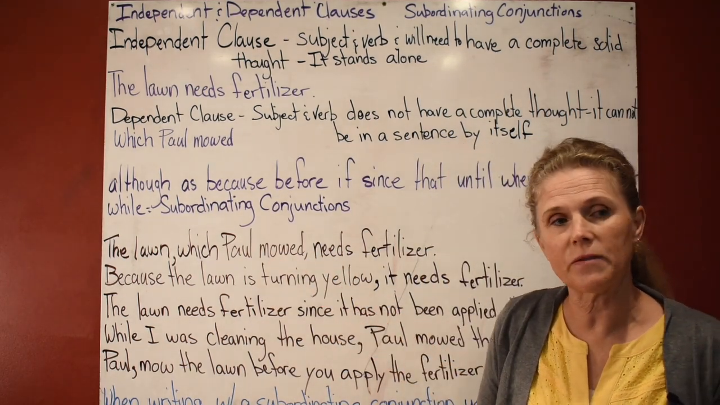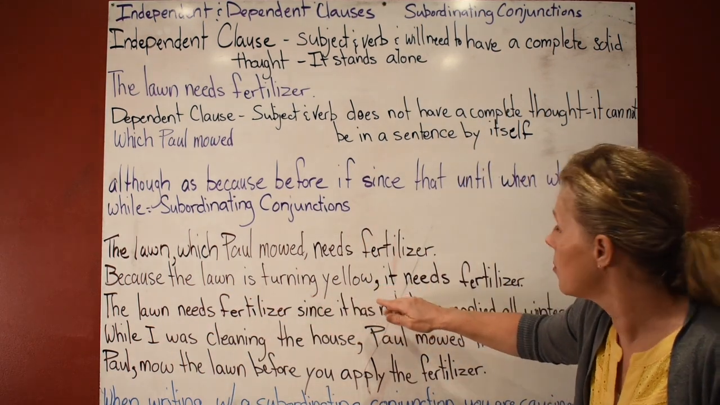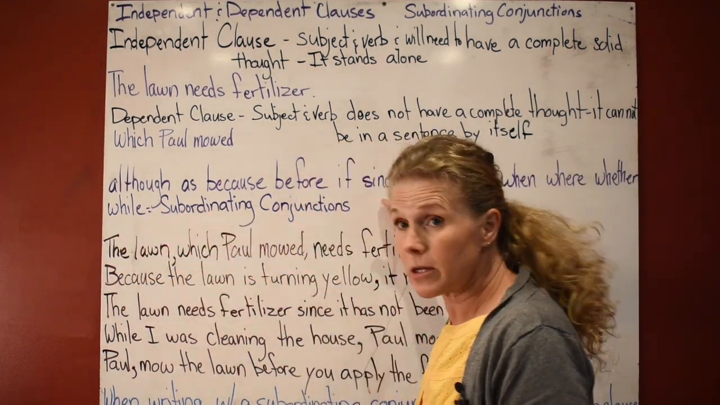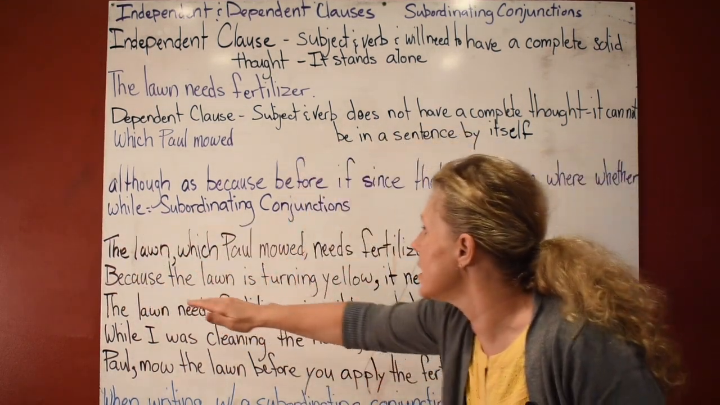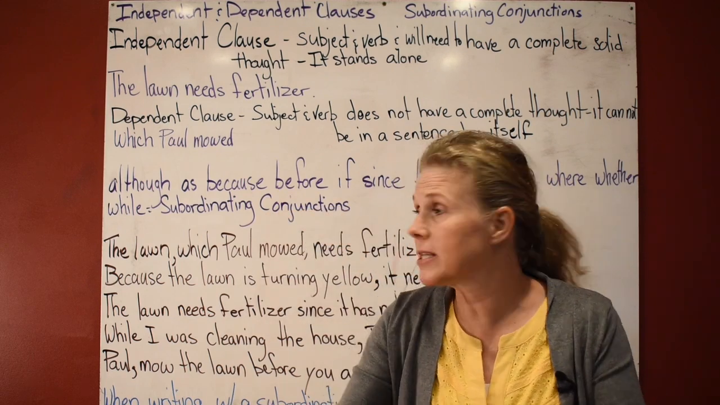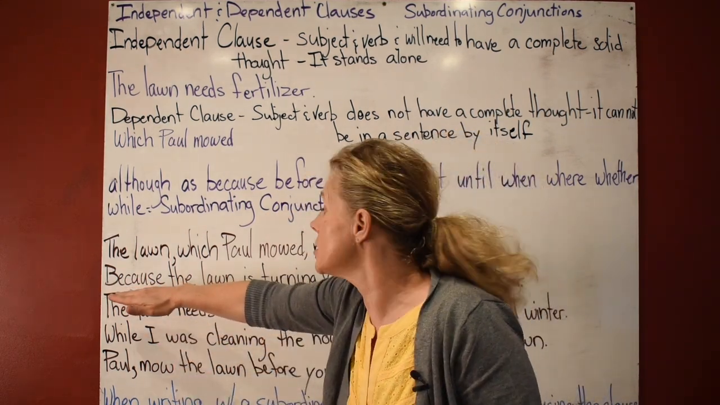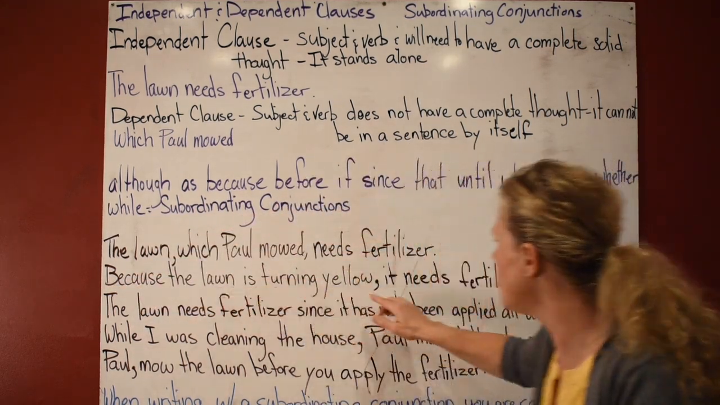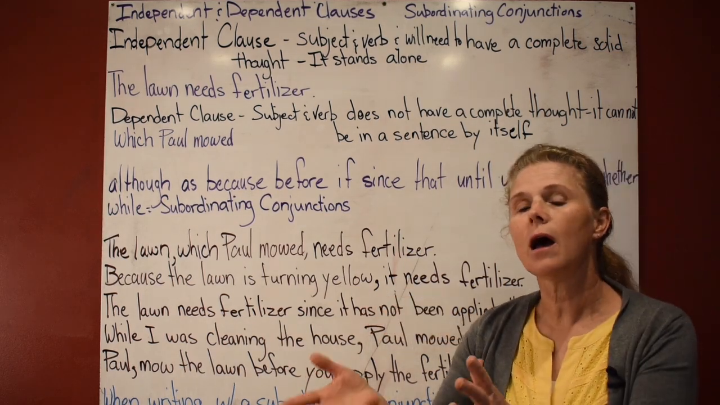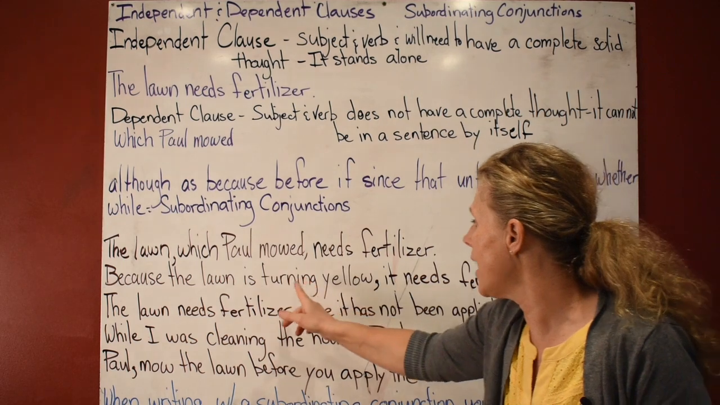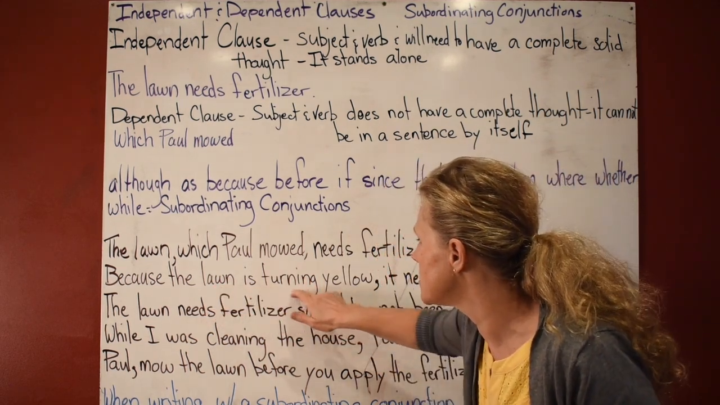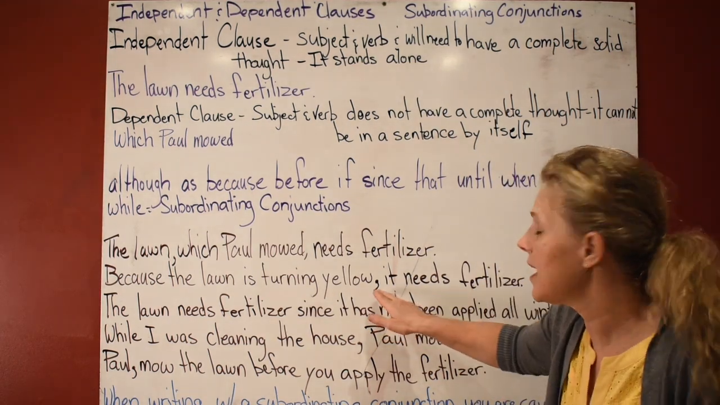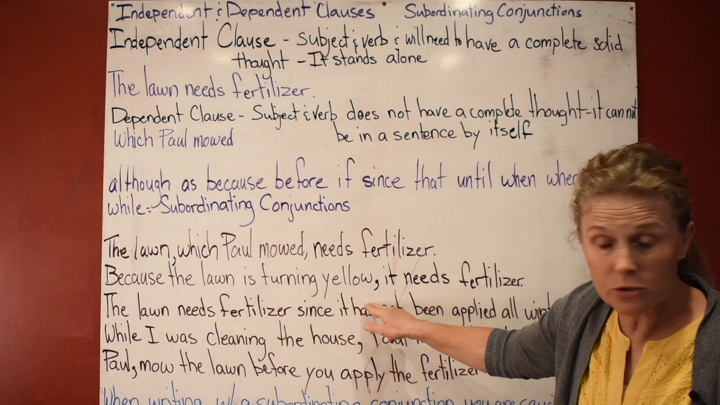Now here's some comma rules about that. Because the lawn is turning yellow, comma, it needs fertilizer. Well, here's your subordinating conjunction. Now this is the comma rule. If you start your entire sentence with your dependent clause that starts with your subordinating conjunction, you have to put a comma at the end of the clause. Not at the end of, see, this is your subject and your verb. You don't put it at the end of your verb. You put it at the end of the clause. That is where the comma goes.